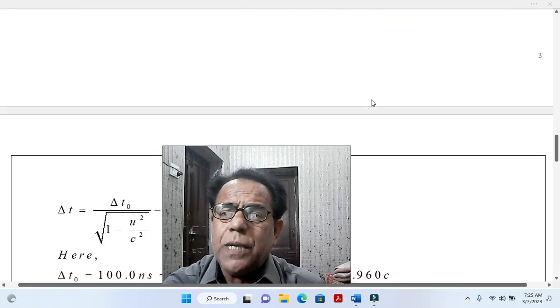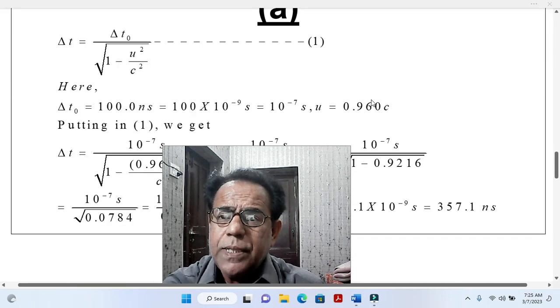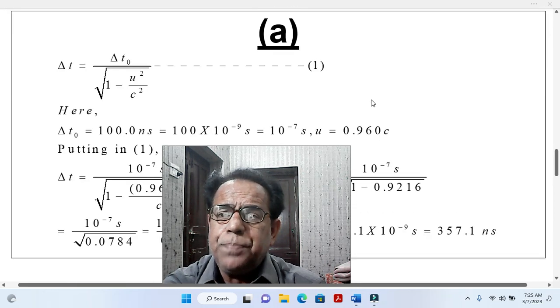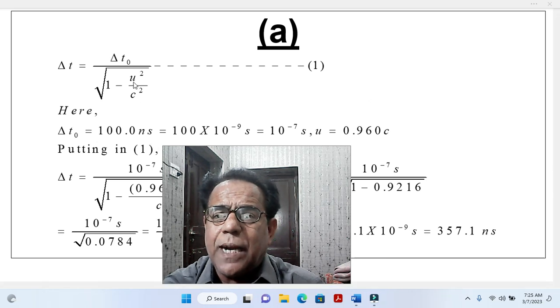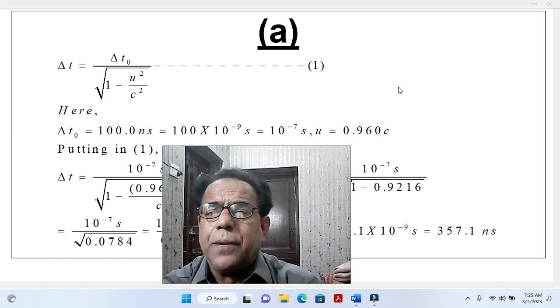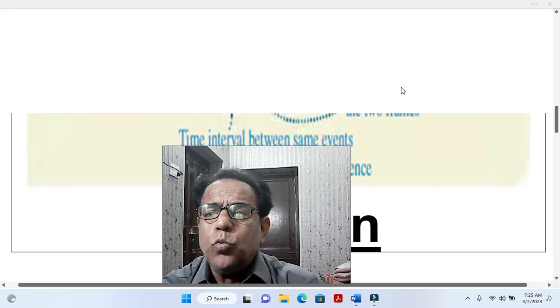Okay, now we come towards the solution. First we come towards part A of the solution. Here delta t is equal to delta t naught over square root of 1 minus u square over c square, equation number 1. What is this equation? This is tool number 1. We again go to tool number 1.